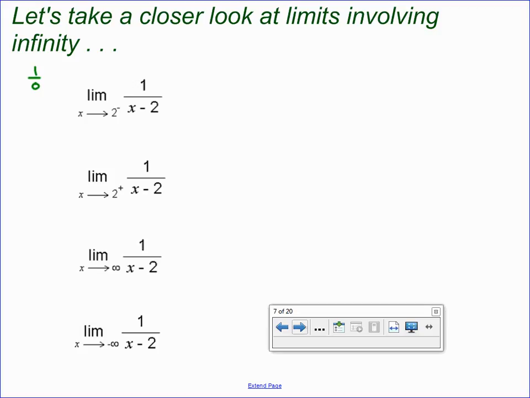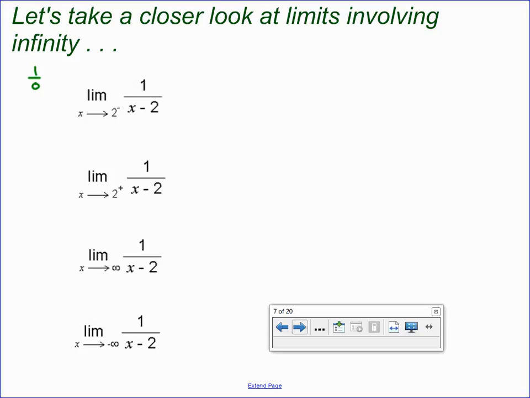Is this an indeterminate form? No, this is not indeterminate. 0 over 0 would be indeterminate. There's nothing indeterminate about this. In fact, I can determine that that limit does not exist. It is infinite. The question is, is it positive infinity or negative infinity? That's what we need to determine.